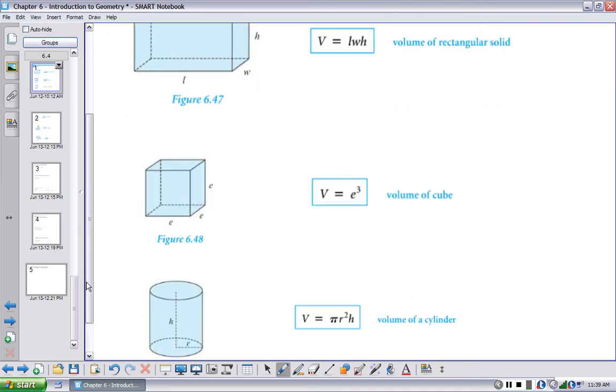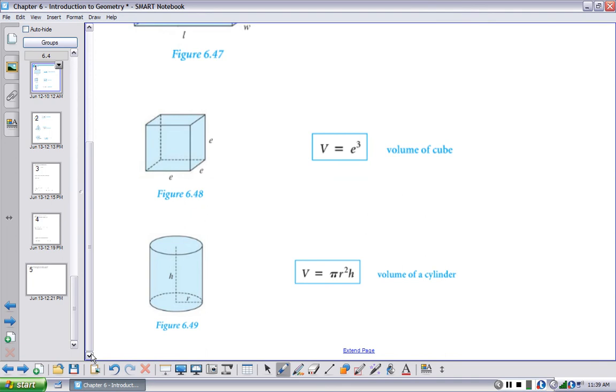Think about a cube. The length times the width times the height, they're all the same value because it's a cube, so it is e cubed. The volume of a cylinder is pi r squared, the radius, times the height, h.